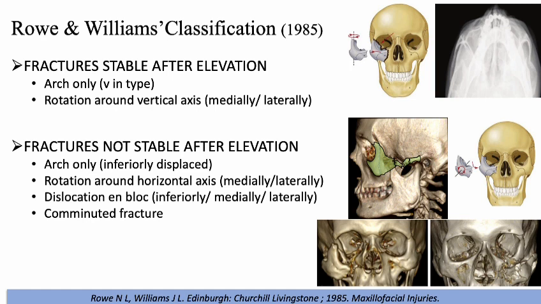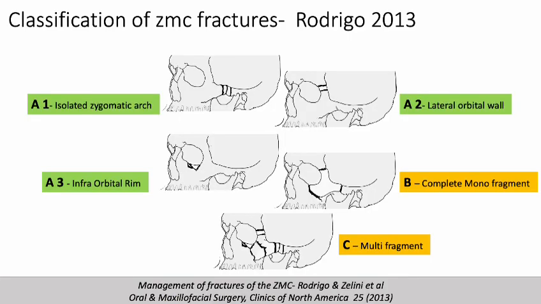Fractures which remain stable after elevation would include arch-only fractures and those which are rotated around a vertical axis, medially or laterally. And those which are not stable after elevation would include arch-only fractures which are inferiorly displaced, those which are rotated around a horizontal axis, medially or laterally, those fractures which were dislocated en bloc, and finally the comminuted fractures. The next classification of importance was proposed by Rodrigo in 2013.